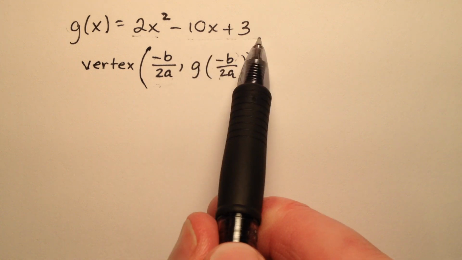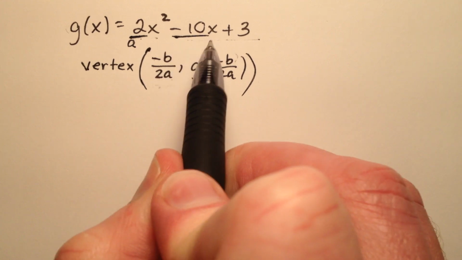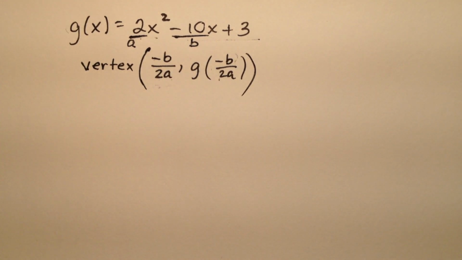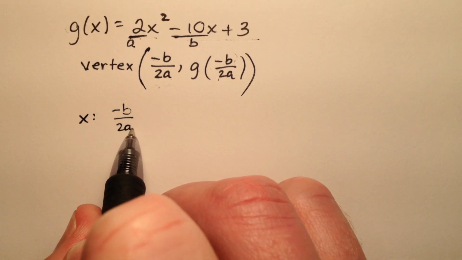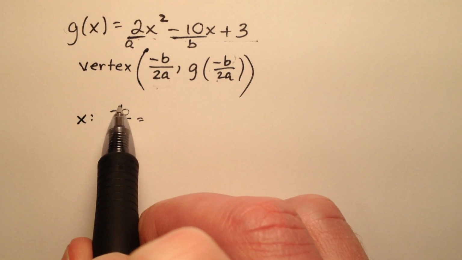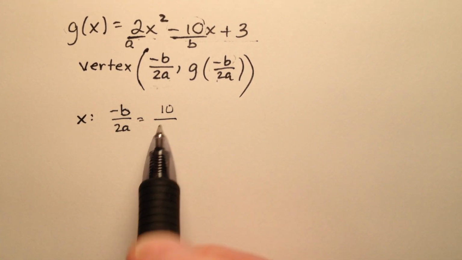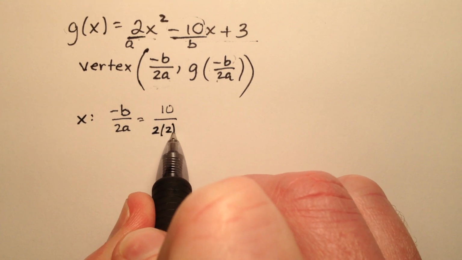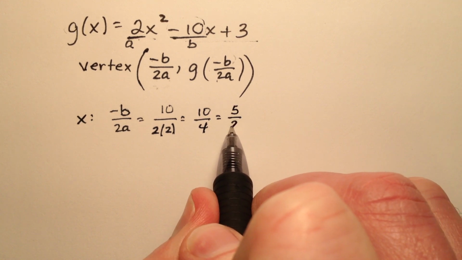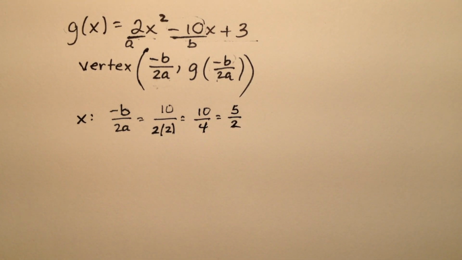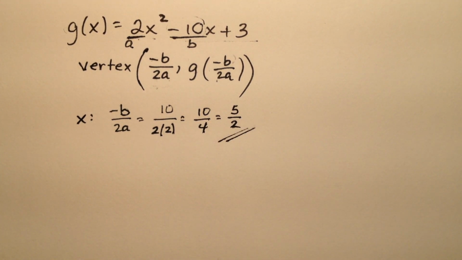In standard form, I know my a is my leading coefficient, and my b is the coefficient of my linear term. So your x value here is the opposite of b over 2a, which is going to be the opposite of b, so the opposite of negative 10 will be positive 10, and then over twice my a value, so it looks like 10 over 4, or if I reduce that, that's going to be 5/2. Okay, so the x-coordinate for my vertex is 5/2, 5 over 2.